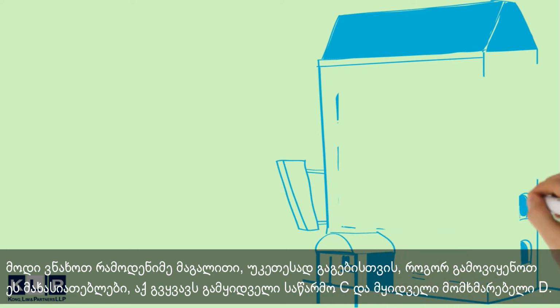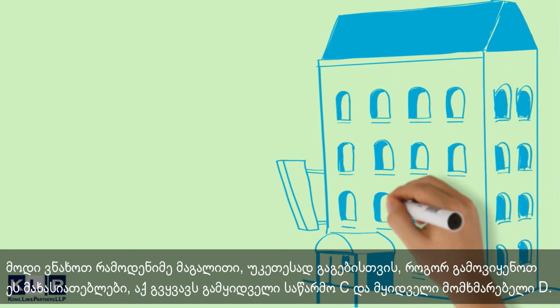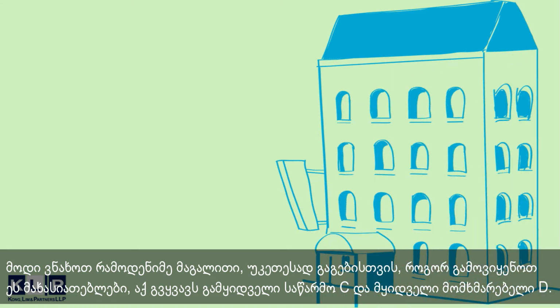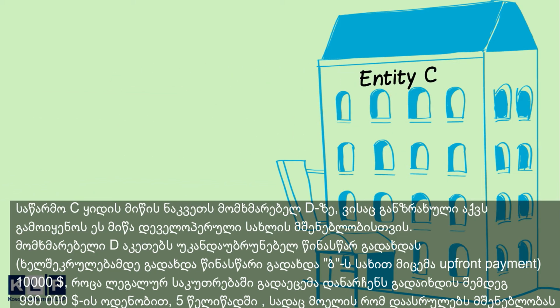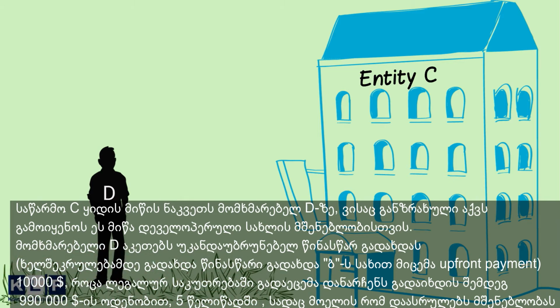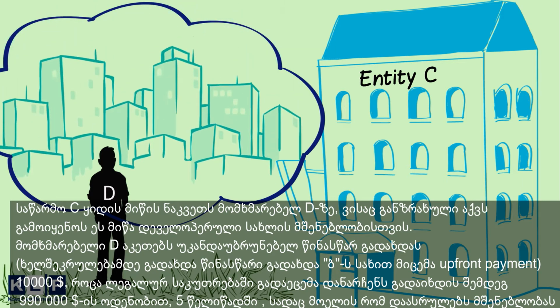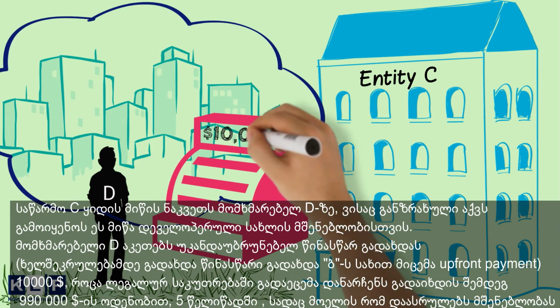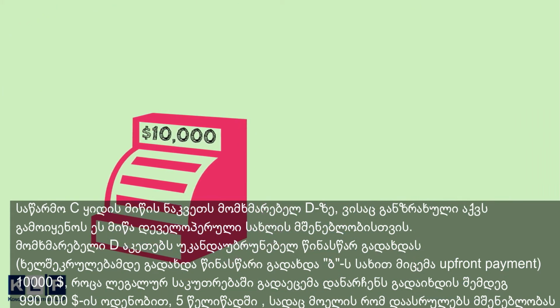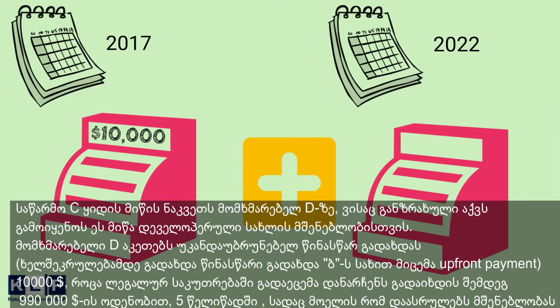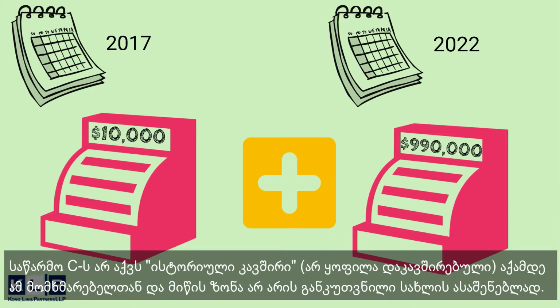Let's look at some examples to better understand how to apply these attributes. Here we have a seller, entity C, and a buyer, customer D. Entity C sells a piece of land to customer D, who intends to use the land to construct a housing development. Customer D makes a non-refundable upfront payment of $10,000 when the legal title is transferred, and another payment of $990,000 in 5 years when he expects to complete the housing development.